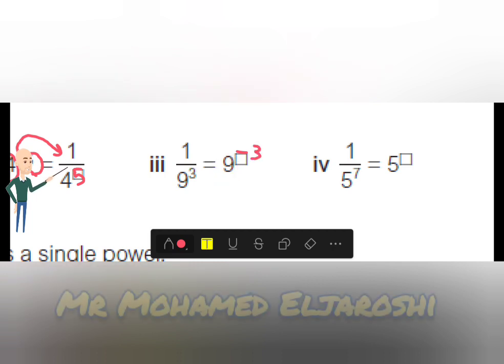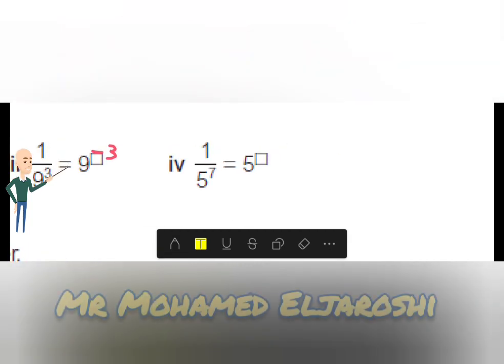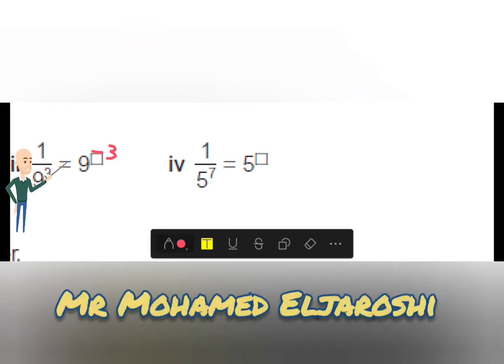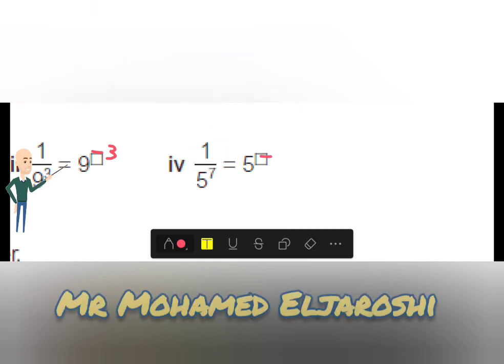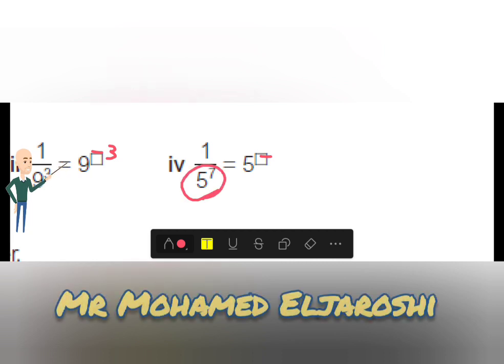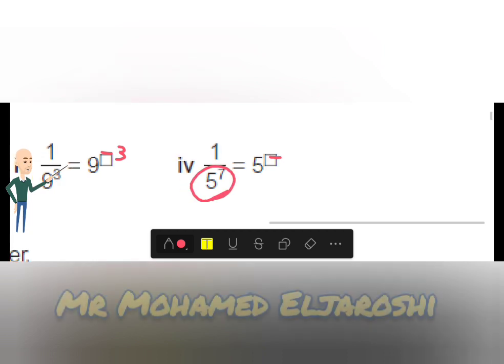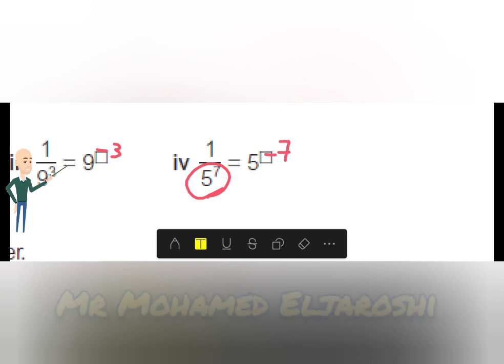Very good. The next one, we have 1 divide 5 power of 7. So it's going to be 5 power of what? Very good. Because it's 1 divided by, so the power is negative. This is the first step. And then we take the base number and the power. We take the power, we just write it here, okay? So it's going to be 5 power of negative 7, as you can see. Very good. Now let's move on to the next question.